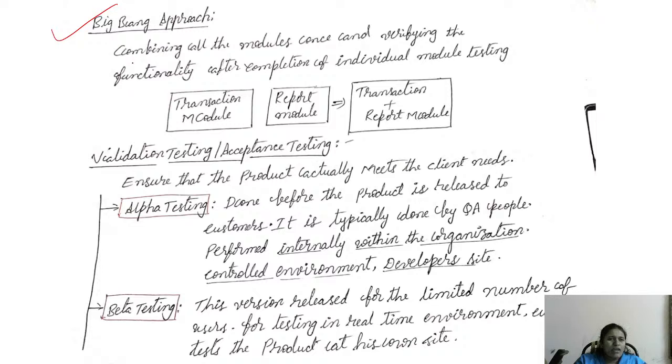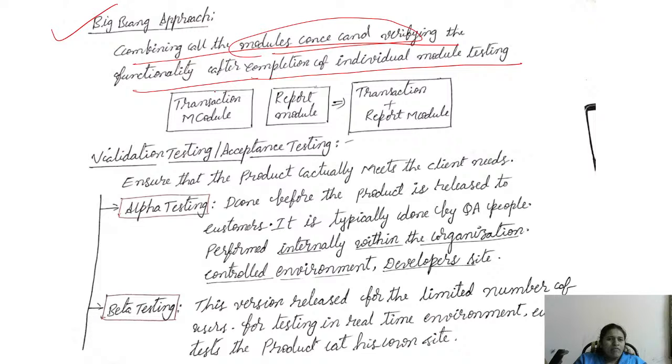Next one is the Big Bang approach. This is also a type of testing where we combine all the modules at once and verify the functionality after completion of individual module testing. Suppose there is a transaction module and a report module; we combine transaction plus report, and then we do the testing.